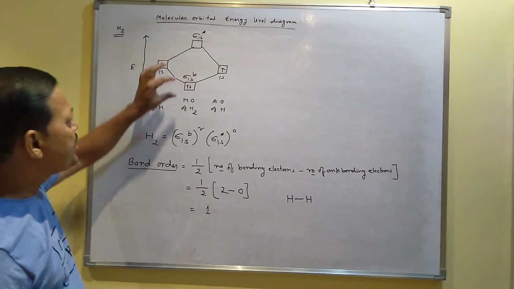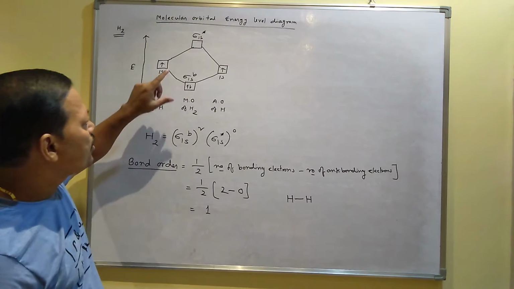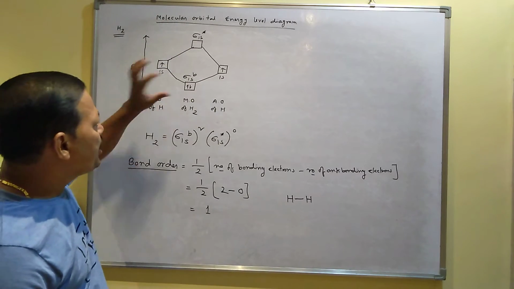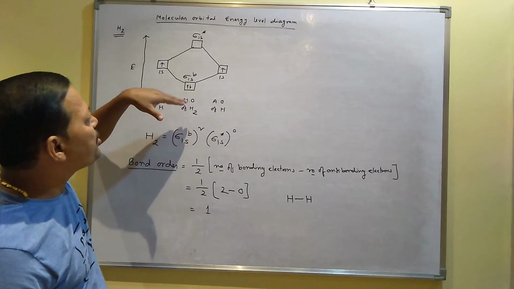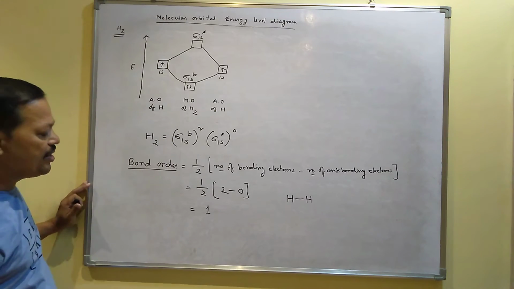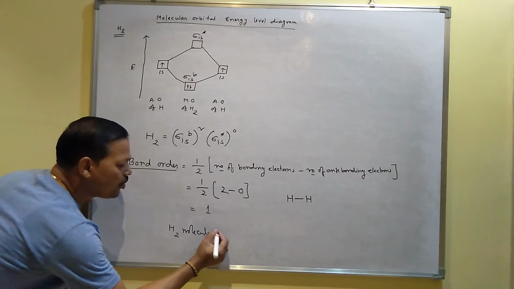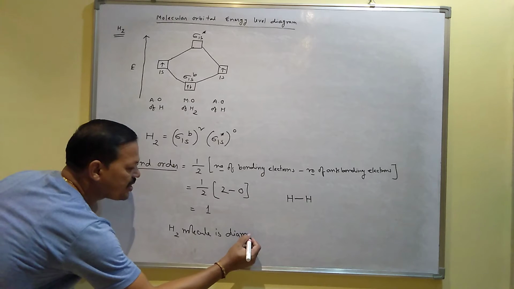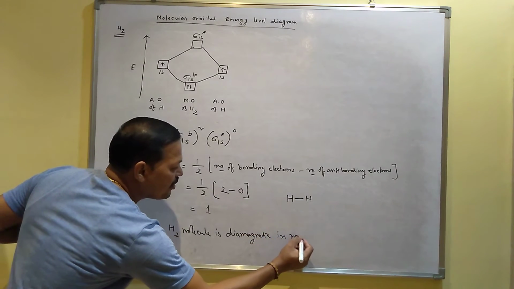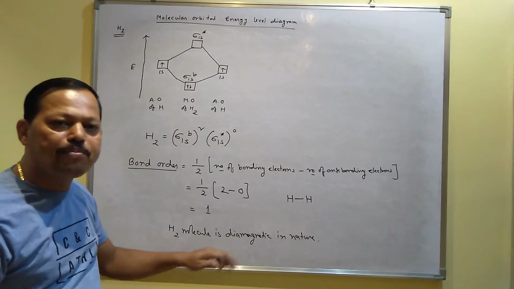Again, see the molecular orbitals. This is your bonding molecular orbital, this is your anti-bonding molecular orbital. This molecular orbital contains paired electrons, this molecular orbital has no electron. If the bonding molecular orbital contains all paired electrons, then the molecule is said to be diamagnetic in nature. Hydrogen molecule is diamagnetic in nature. This is one of the magnetic properties. So from this diagram you can find out bond order, and you can find out the magnetic property also.